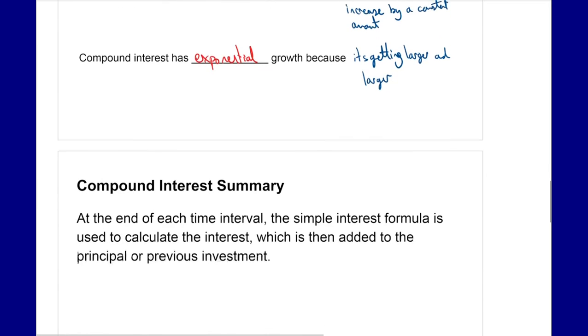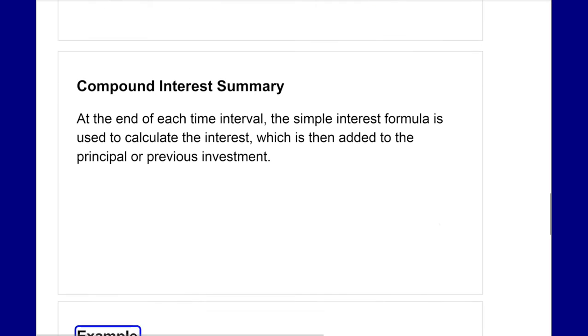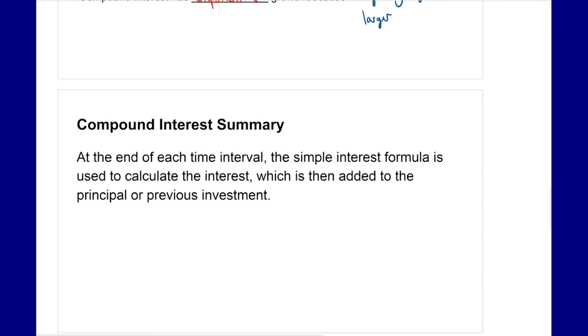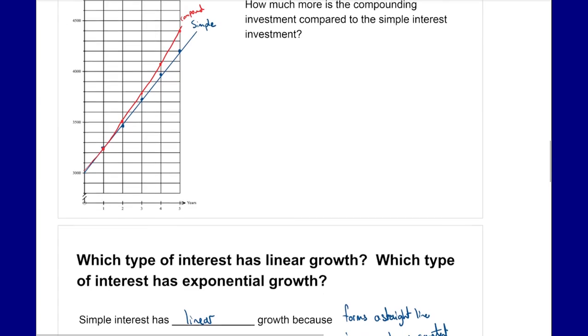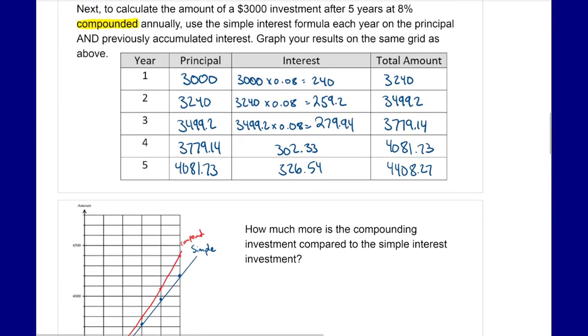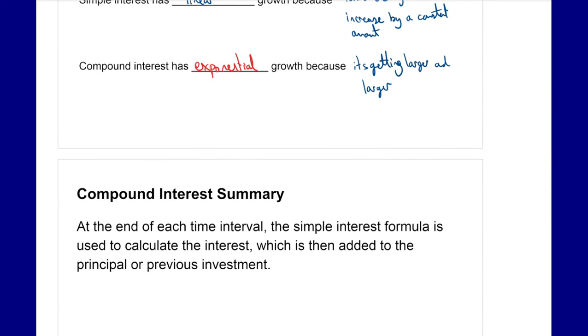So as a summary, at the end of each time interval, the simple interest formula is used to calculate the interest, which is then added to the principal or the previous investment. So in your notes or your handout, you do have two examples to work through, very similar to what we were just using that simple interest formula. So I would recommend going back and taking a look at that lesson if you are a little bit unsure of what to do, and to make sure that you are using the correct formula. But again, the main idea here is just understanding the difference, or hopefully visualizing the difference between simple interest and compound interest.